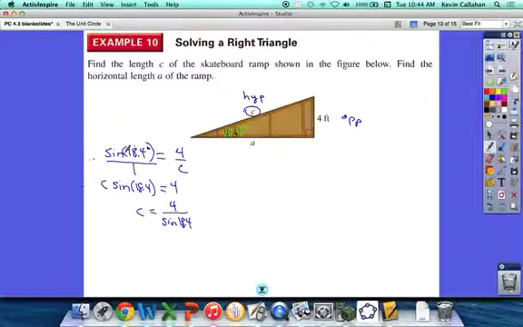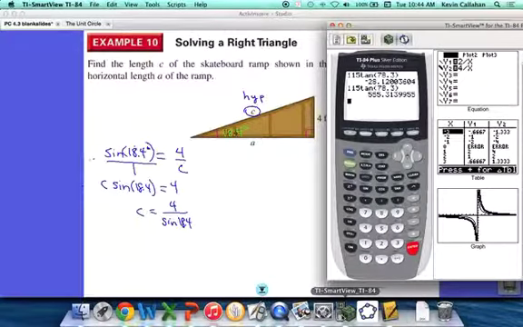So put that in the calculator. 4 divided by, and we're already in the correct mode so I don't have to worry about that, sine 18.4. 12.67, I'll say 12.7.